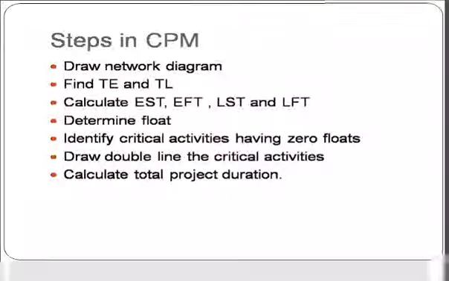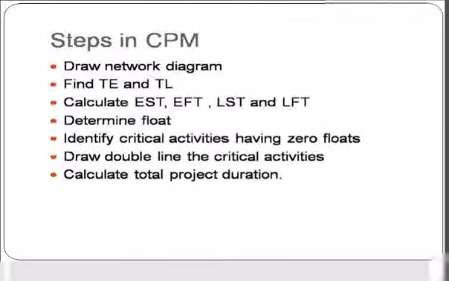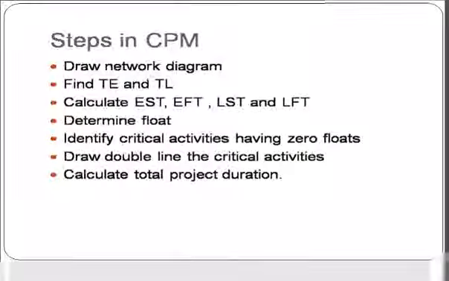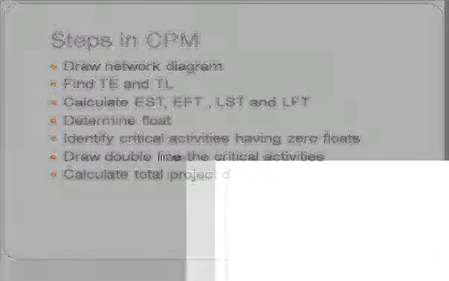The next step is to determine the float. Float is the difference between the start time and the end time. Then identify critical activities having 0 float. Critical activity means an activity which has 0 float. When we calculate the float, if we get 0, that activity is known as the critical activity.